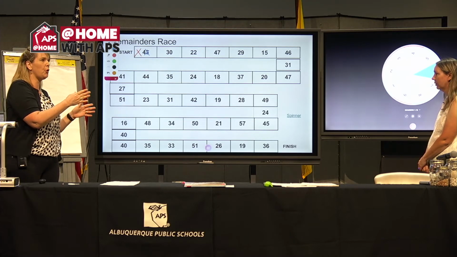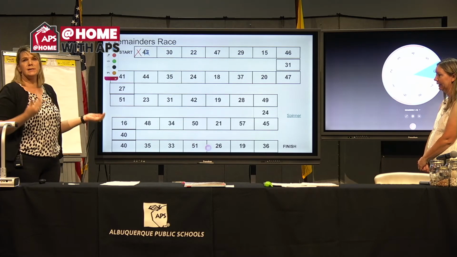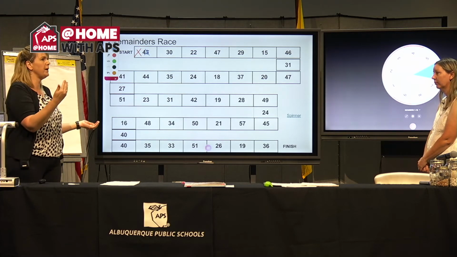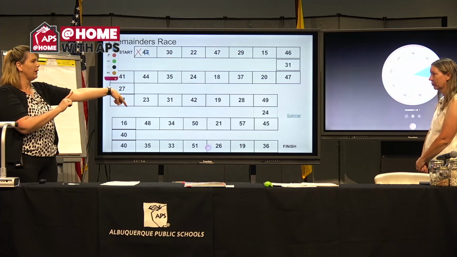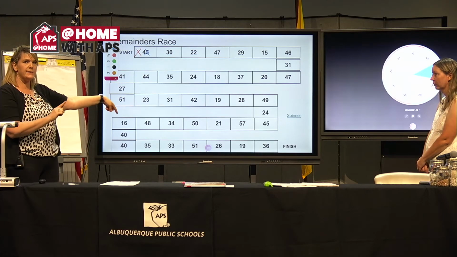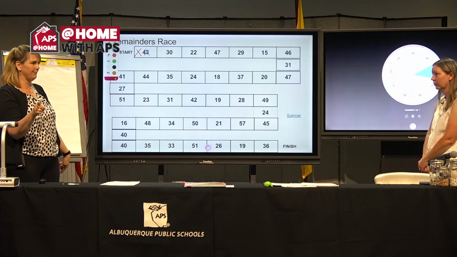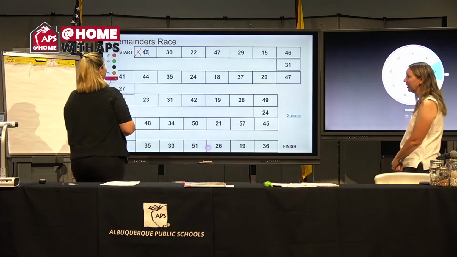How much is left over? 1, because 6 times 7 is 42. 43 minus 42, you're going to be able to move 1 space over. You move the amount of space that is your remainder. We're going to have to double check each other's work.